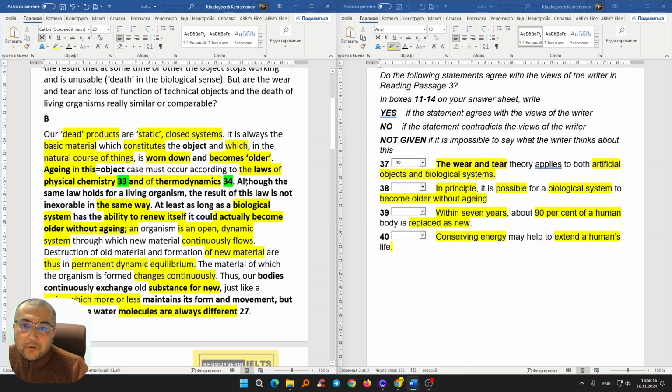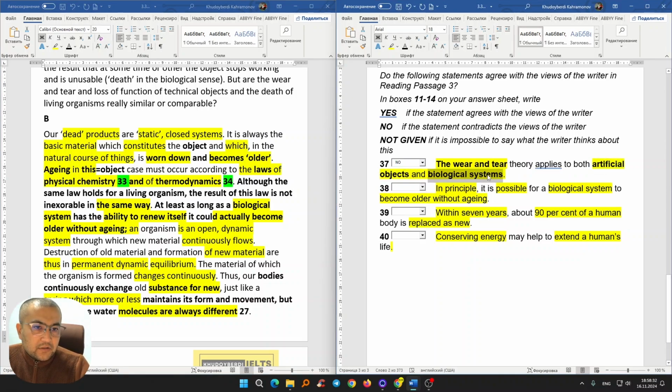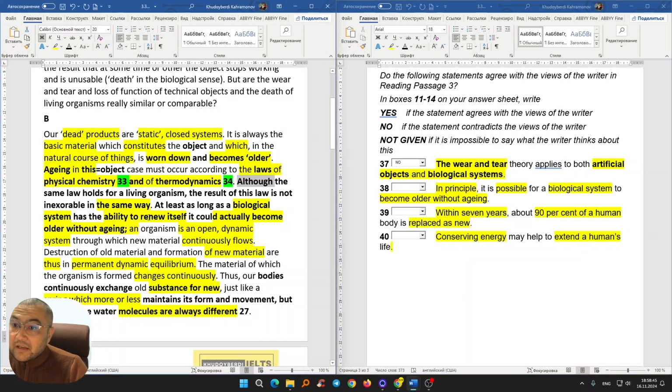So, "although" is a connective word that is contradicting the two ideas. And according to here, we've been given two different ideas: artificial objects and biological systems. The wear and tear theory applies in different ways, because according to the text, a biological system has the ability to renew itself, which means we are aging but our biological system is kind of renewing itself.